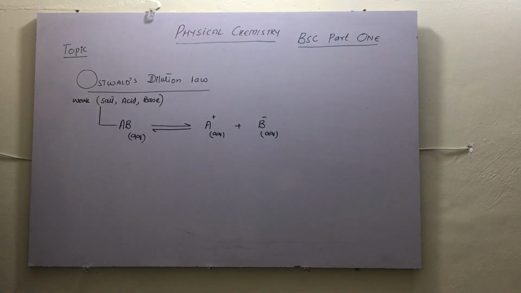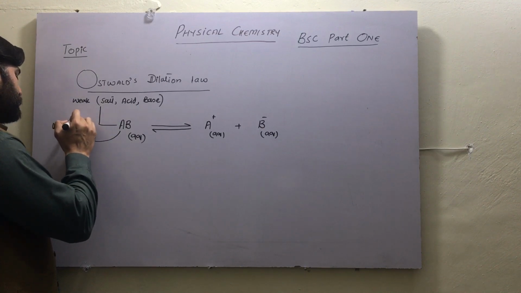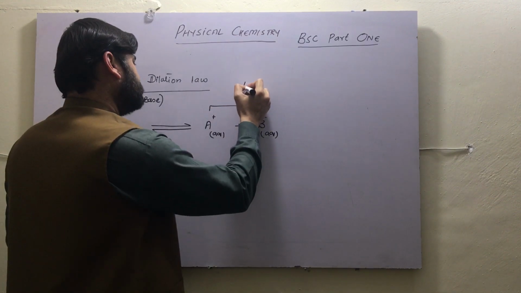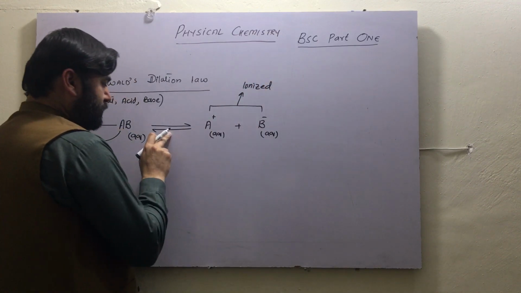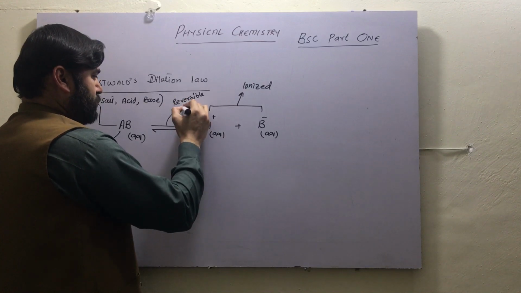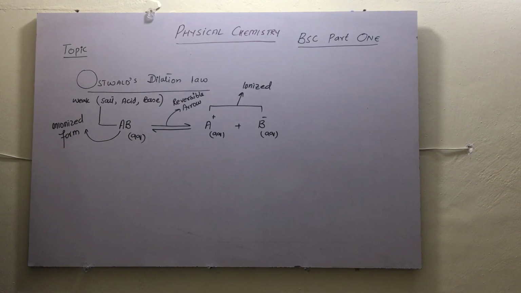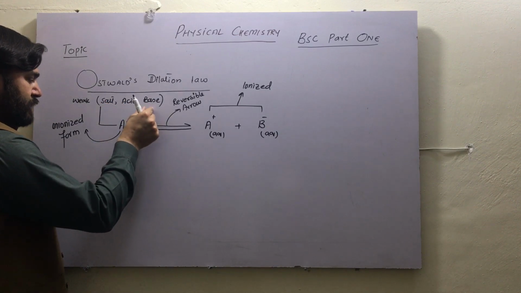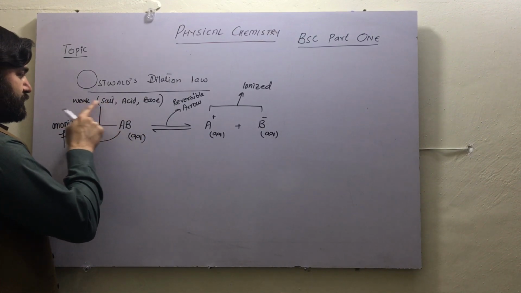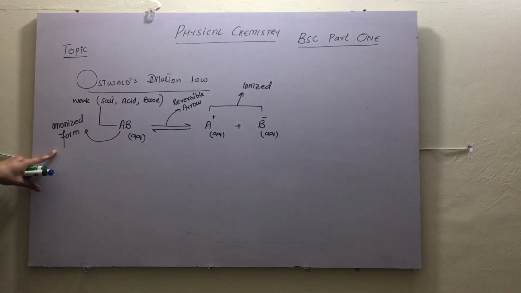And why is it weak? Because in this equation, the unionized form is converted into the ionized form, and the symbol is reversible. This reversible arrow represents that it is a weak acid. So here you can get the best idea. Whenever there is any salt, acid, or base in aqueous form and this reversible arrow is present, you can say that it must be a weak salt, weak acid, or weak base, because it dissociates into a cation in aqueous form and an anion in aqueous form.